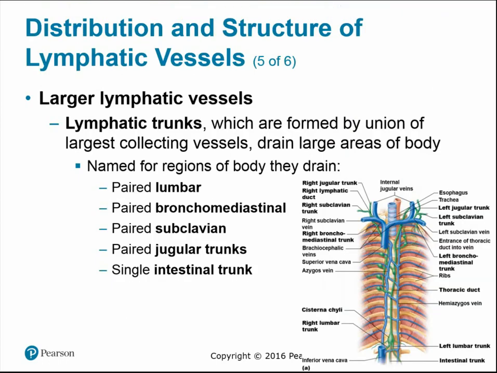Some of the larger lymphatic vessels include the lymphatic trunks. These are formed by the union of our larger collecting vessels that drain the major large areas of the body, and they're named for the general body region that they drain or service. So we have a pair of lumbar, bronchomediastinal, subclavian, jugular, and intestinal lymphatic trunks. All of these come in pairs with the exception of the intestinal, which is just a single lymphatic trunk.